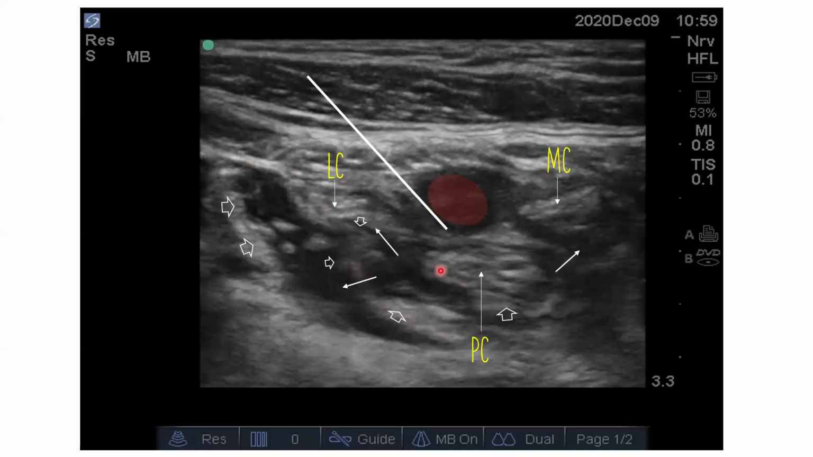So probably when I start injecting local, I do a dynamic scan of the posterior, medial, and lateral cord. And if I find that more volume of local anesthetic is going in this space, I stop injecting local because this is not going to give you any benefit. And we are going to come to it again in a few more slides.